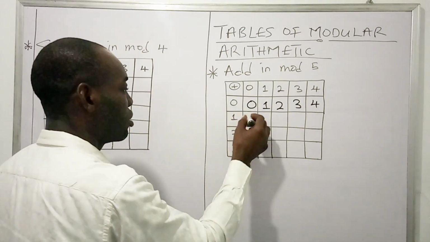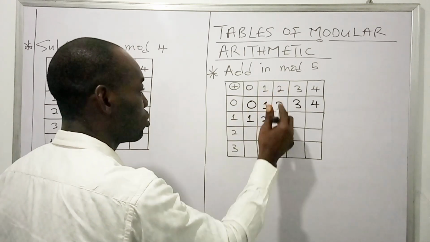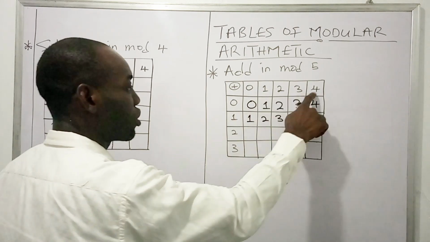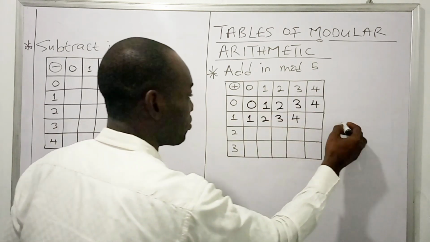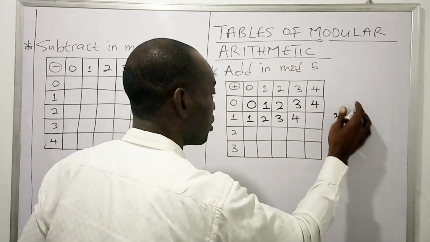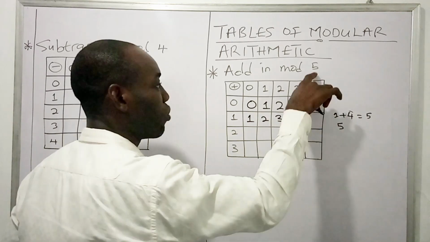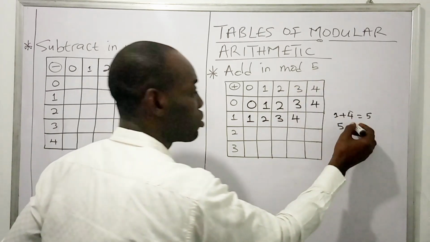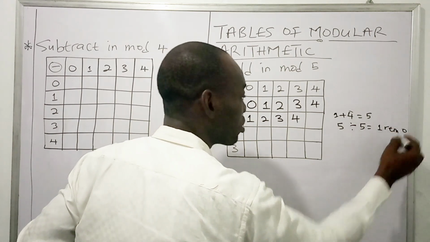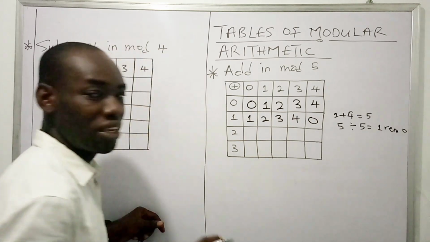1 plus 0, that's 1. 1 plus 1, that's 2. 1 plus 2, that's 3. 1 plus 3, that is 4. 1 plus 4, that will give us 5. But the 5 that we have now, we're going to divide it by the mode given to us. So 5 divided by 5 will give us 1 with a remainder of 0. So the remainder is what we're going to put in the box here, 0.